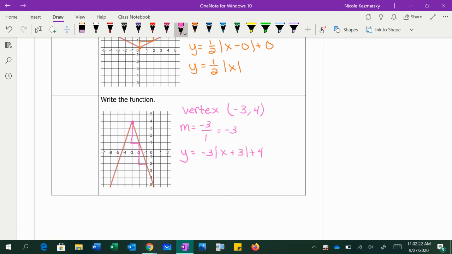Okay, and again, once you've got what you think is your answer, type it into Desmos and see if Desmos looks like the graph that you've been given.